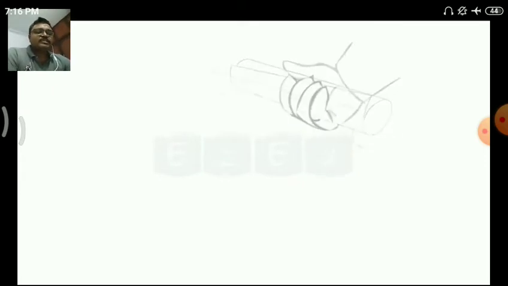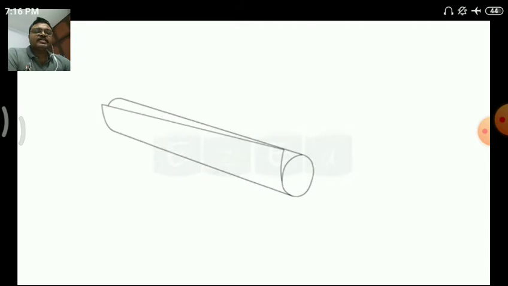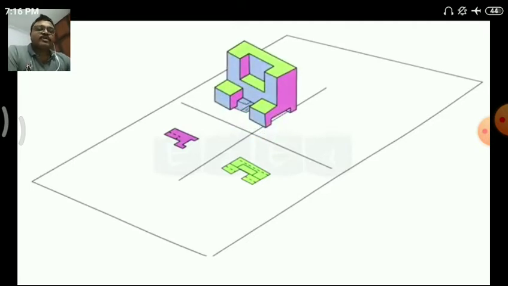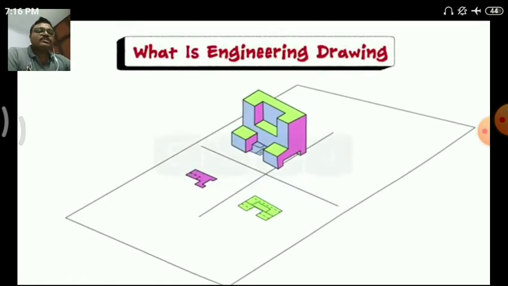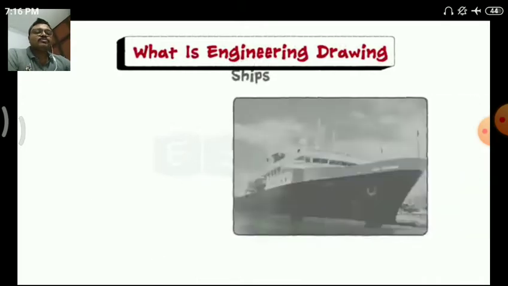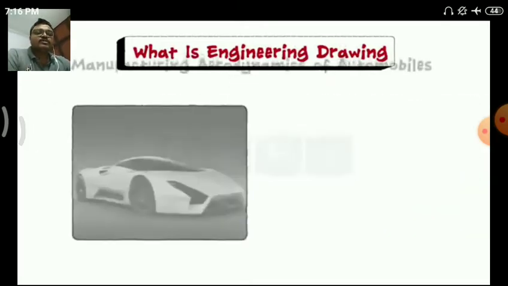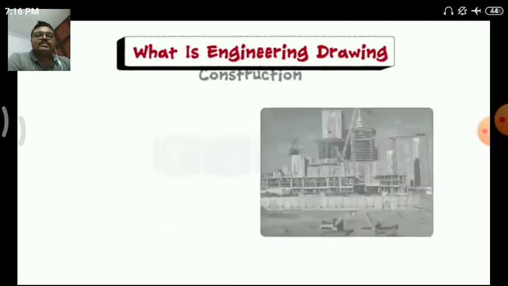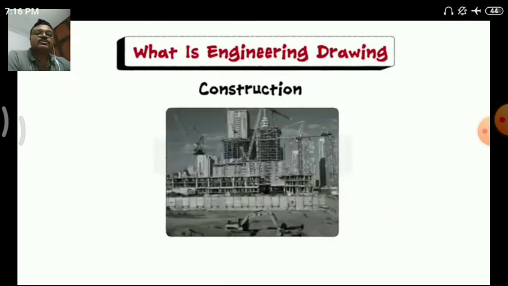Most importantly, it communicates all the needed information from the engineers who design the part to the worker who will make it. When we design products or parts, the design goes from the engineer to the worker who builds from it. Engineering drawing can be used in the manufacturing of automobiles, aerodynamics, ships, and also in construction.